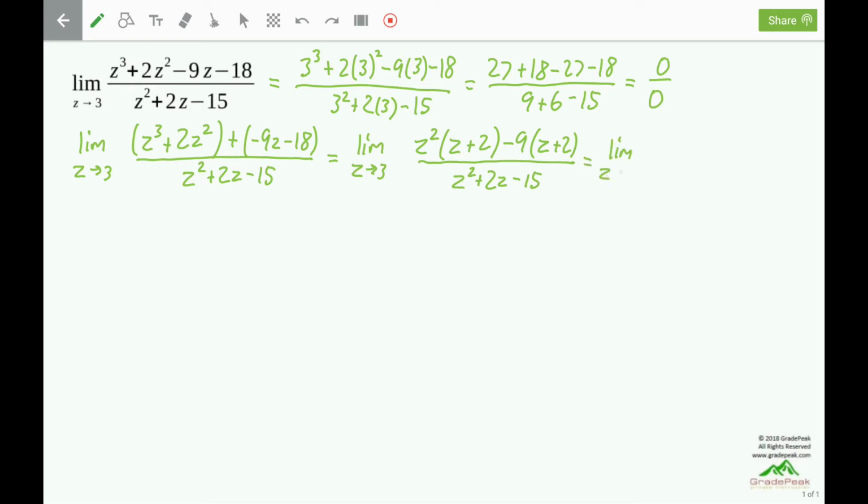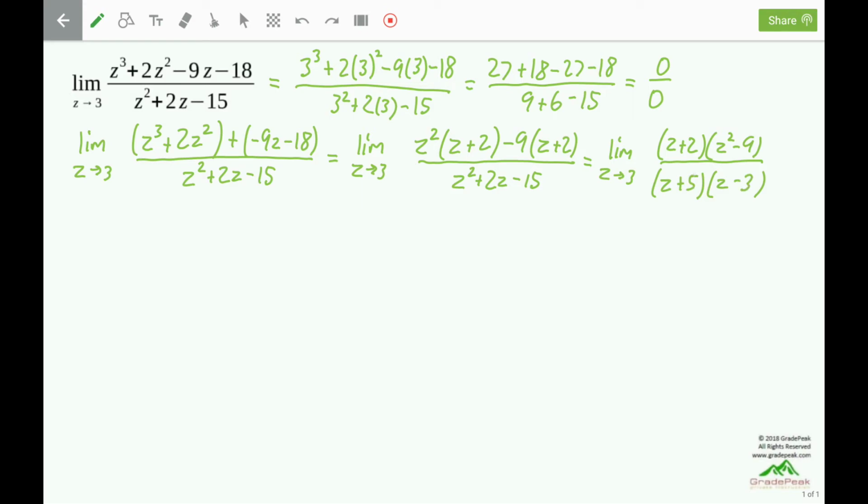So we have limit as z goes to 3 of. In the numerator, we can factor out a z plus 2, and that will leave us with a z squared minus 9. In the denominator, trinomial factorization with z, we need two numbers that multiply to be negative 15 and add to be a positive 2. It sounds like a positive 5 and a negative 3 will take care of that for us.